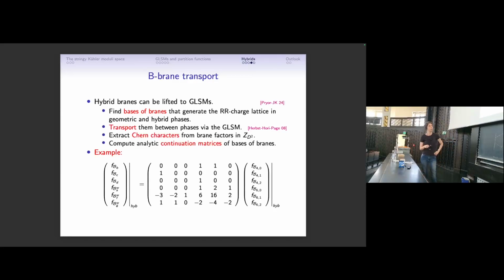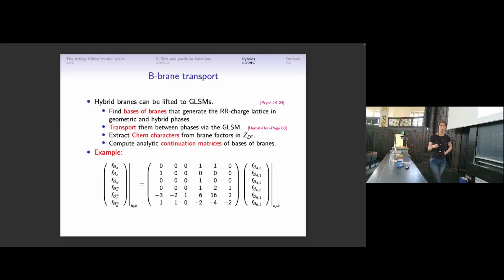And at the same time, we could also construct a basis of hybrid branes with the structure that was on the previous slide, do the same business and obtain the Chern characters, and then compute the transport of the geometric branes into the hybrid phase. So the B-model calculation of that would be to compute the analytic continuation of an integral basis in the hybrid phase and the large volume phase. And we are happy that this matrix here can actually be inverted over the integers, which also implies that we've constructed a minimal basis of branes.